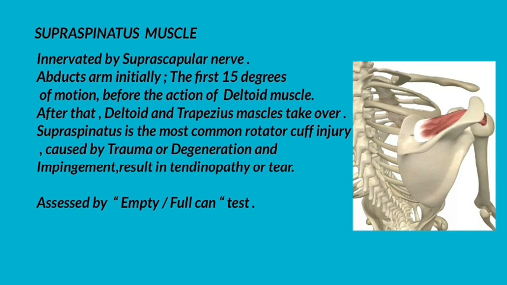Supraspinatus is the most common rotator cuff injury, caused by trauma or degeneration and impingement, resulting in tendinopathy or tear. Assessed by empty can test.